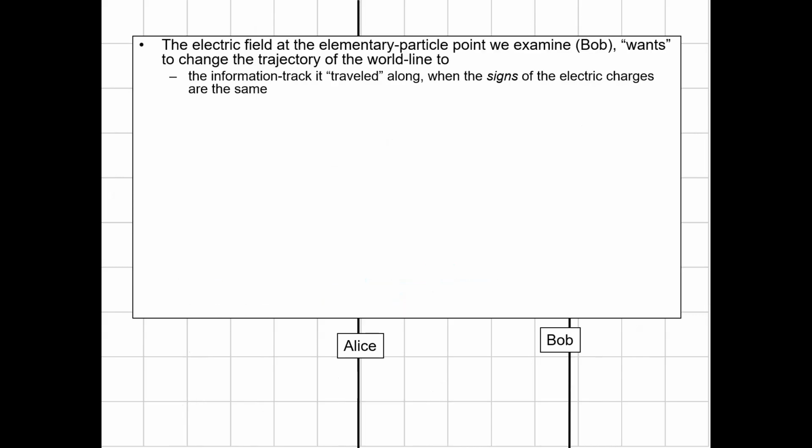Now let's try to understand how the field changes the trajectory of a world line. If we look at the electric field at the elementary particle point we examine, and we will use Bob's world line for that, it wants to change the trajectory of the world line to the information track it traveled along. And this happens when the signs of the electric charges are the same.